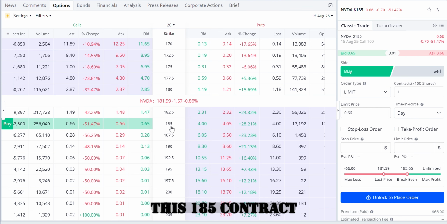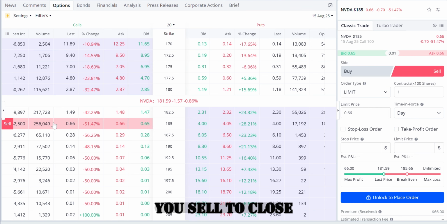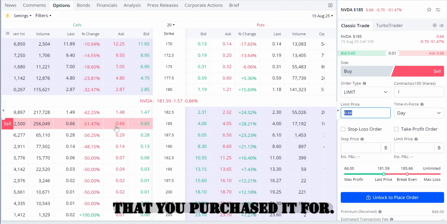This 185 contract that we pay $66 for, when NVIDIA is at 183, will then be going for a different price, a higher price. So it'll be going for maybe $100. So now the difference between what you pay for it and the bid price that you could sell it for is $105. When you sell to close, right? You sell to close at the bid price. Okay, same thing. You put that bid price in there, and that bid price will be higher than the price that you purchased it for. You're selling that contract now for the bid price, which is higher than the ask price that you purchased it for. So that's your money. The difference, that's your money.